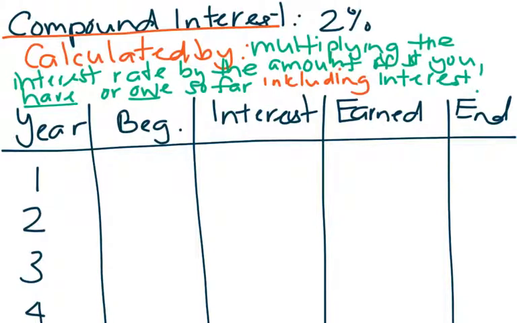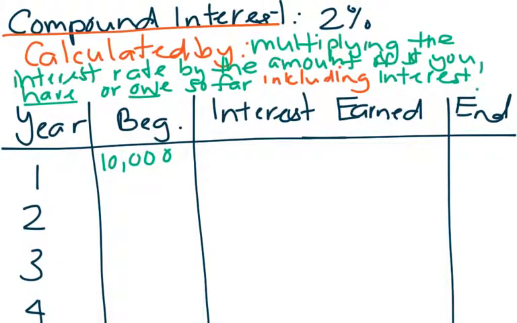Okay, so let's figure out what I mean. Let's start to fill out this chart again. So at the beginning of the year, we still have the same amount of money, and that we know is $10,000. So that's what we have invested. So now let's follow the steps up here. We're going to multiply the interest rate by the amount of money we have or owe so far. Well, we have $10,000 so far.